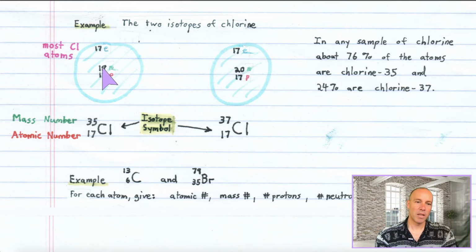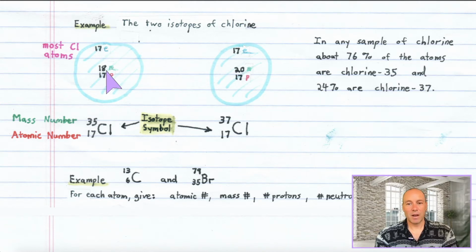Now we can call these isotopes chlorine 35 and chlorine 37. The 35 and 37 is really telling us how many particles total are in the nucleus. So 18 neutrons plus 17 protons is 35, and so we call that one chlorine 35. And this one has 37 particles in the nucleus, so we call that 37.